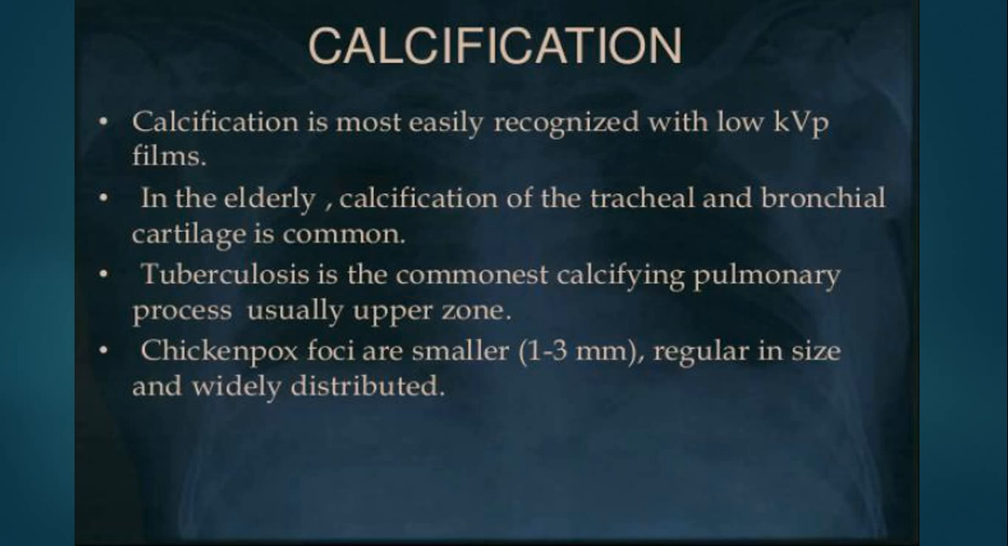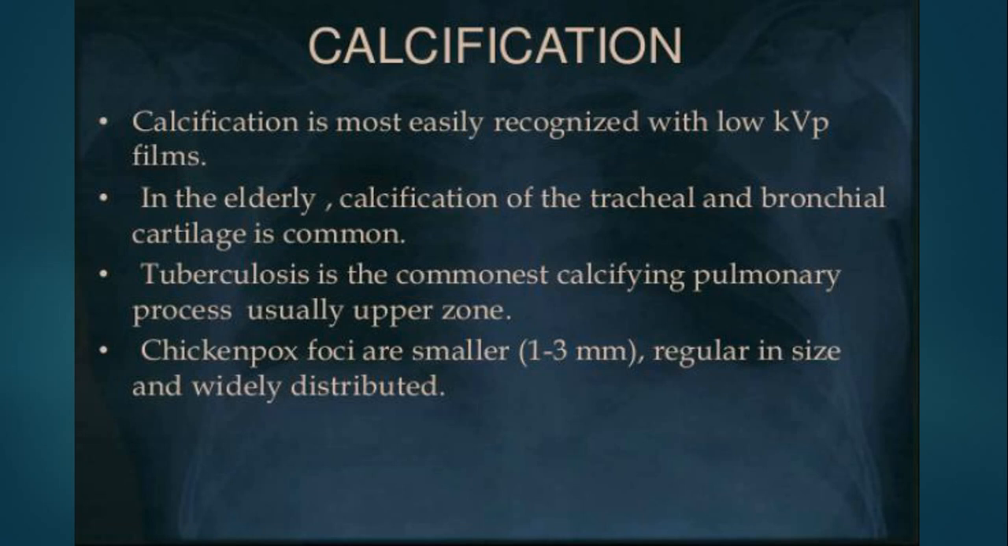On a chest x-ray, the calcifications are most easily recognized using low KVP films. That means a low voltage radiation. This will make the calcification more obvious and the bones will be more obvious. So if you are looking for calcification, you need to make a low KVP film. If you are interested in seeing calcifications, just tell the technician to decrease the KVP in order to get proper demonstration of the calcifications.